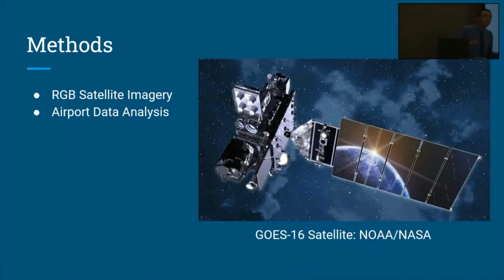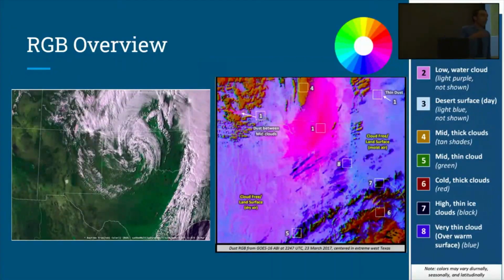So coming in at the start of the summer, I knew nothing about coding, so that was a big learning experience for me. I used two main methods: RGB satellite imagery, where all of my satellite images come from the GOES-16 satellite, and I also did an airport data analysis, all using code. So RGB may sound intimidating at first, but it really isn't that bad. RGB stands for red, green, blue, and what I did is an RGB color additive synthesis.